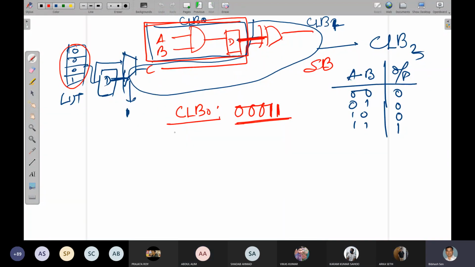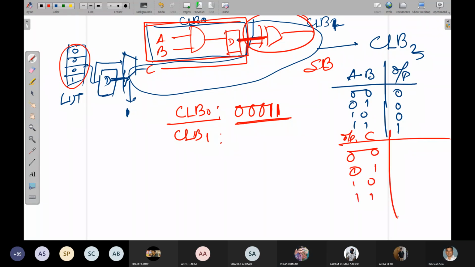Okay. Now you go to CLB1. What is CLB1? CLB1 is the XOR gate. And what is the XOR gate? Again, the output of the previous one with C. So take this, this is the possible combination again. Then the output will be this.